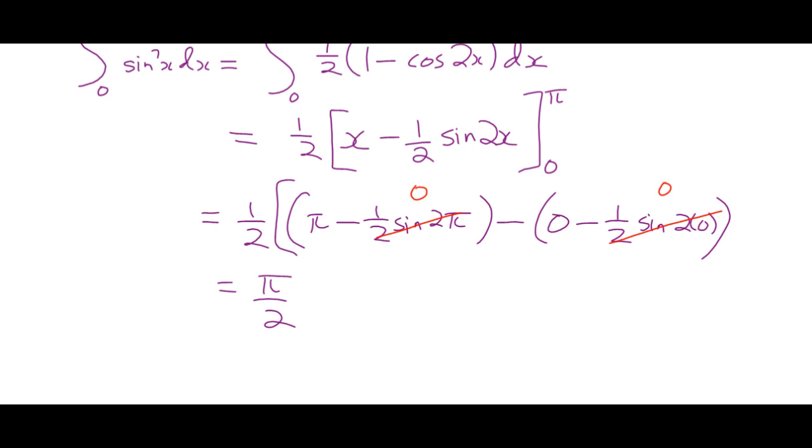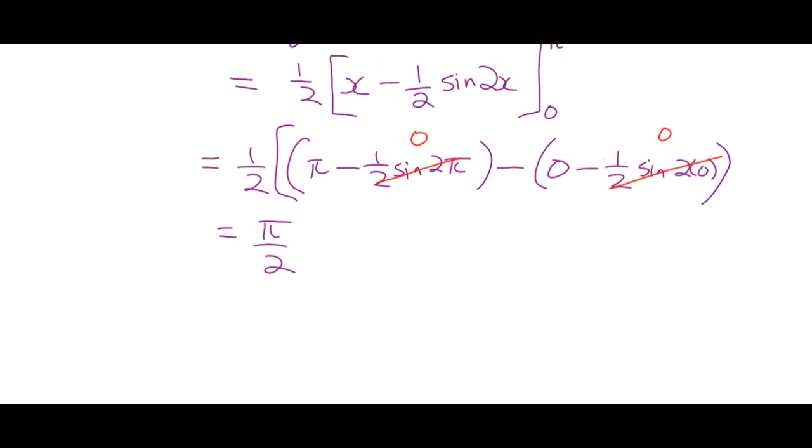Okay, so given an even power, sine squared, we use the half angle identity, right? 1/2, 1 minus cos 2x. That, you could just do the derivative of that right off the bat.